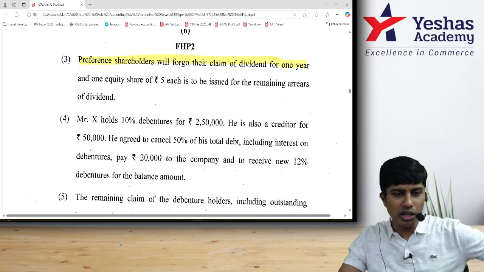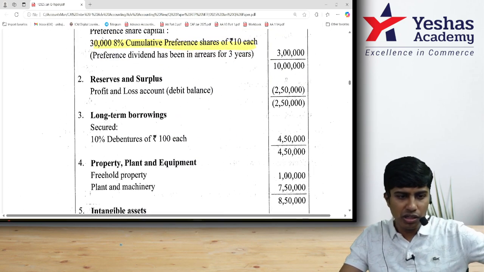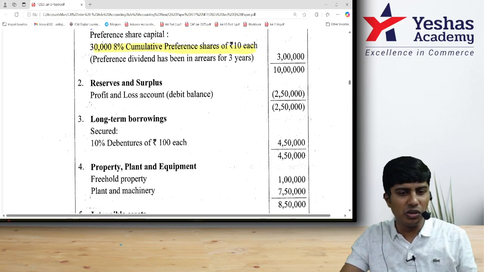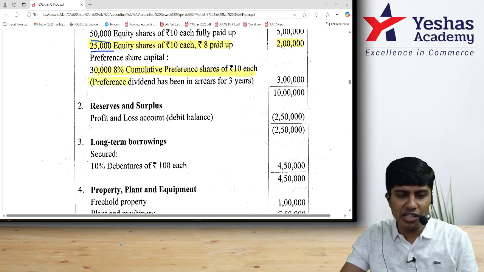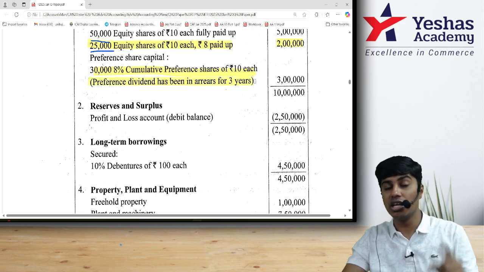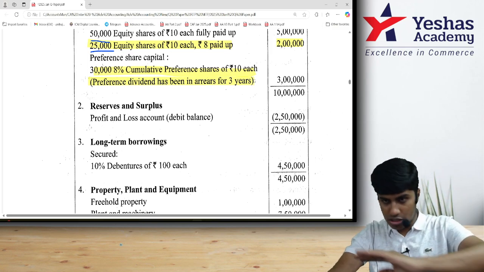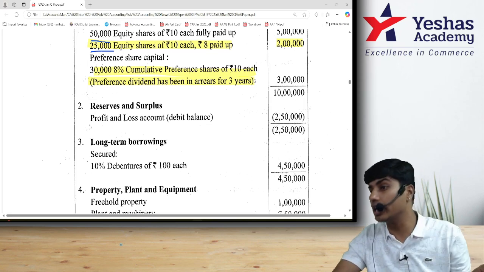Okay, so have a look. Come back to the question to see, is there a liability anywhere? Long-term borrowing? No. Any other current liability? No. So they have given here that preference dividend has been in arrears for 3 years. This is not a liability in the balance sheet. If this liability is written off, there is no journal entry.